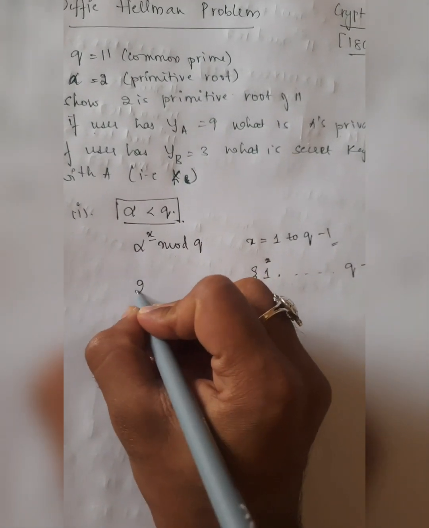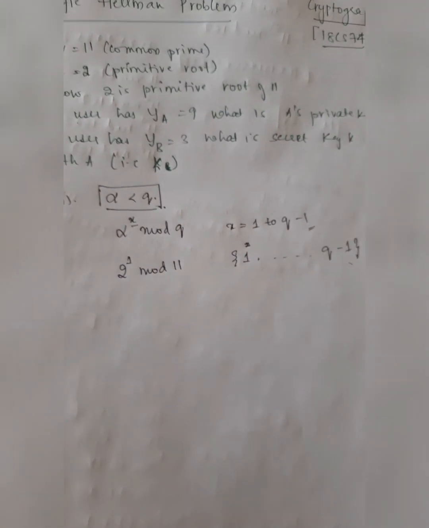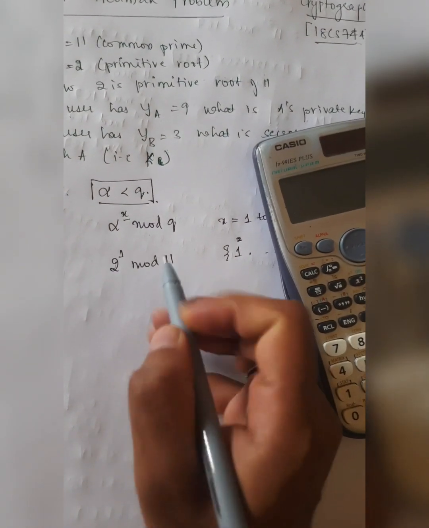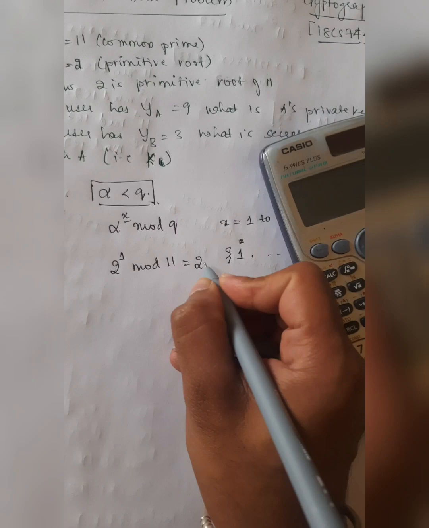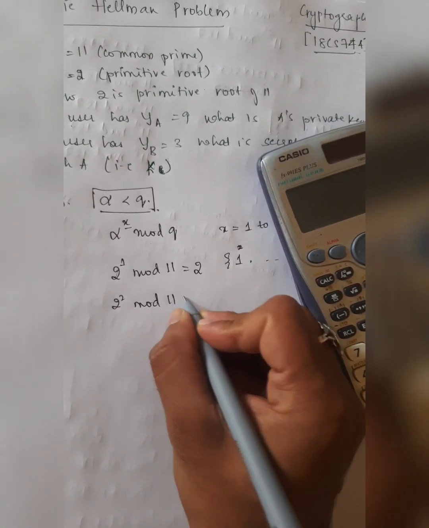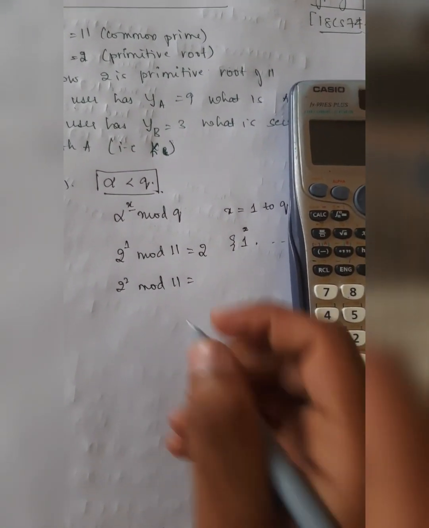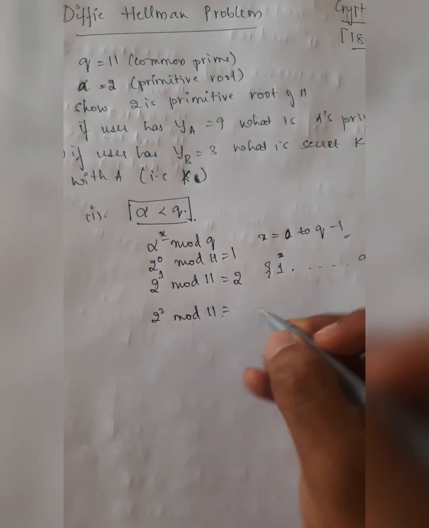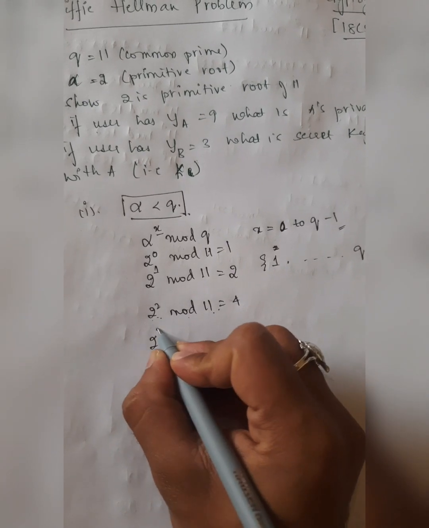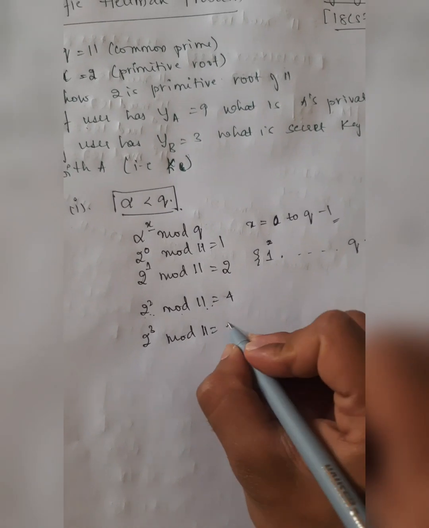Now what is alpha? Alpha is 2. 2 power 1 modulus of q, that is 11. So we will calculate the modulus. 2 power 1, obviously 2 is less than 11, so it will be 2 only, correct? Then 2 power 2 modulus of 11. 2 power 2 is 4, and 4 modulo 11 is 4. 2 power 3 modulus of 11 is 8, and 8 modulo 11 is again 8.